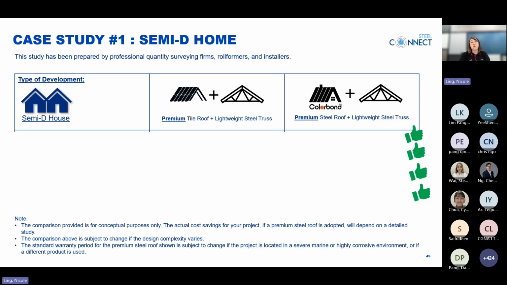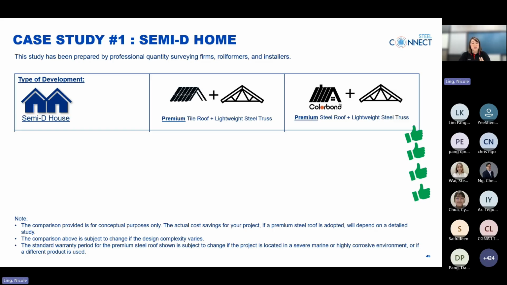Finally, performance and warranty. Premium tile roofs typically come with a 5-year system coverage. Premium steel roofing with ColorBond offers better watertightness and long-term performance, supported by a 30-year warranty against corrosion from preparation, 15 years against peeling and flaking, 12 years against major color fading, and 5 years against discoloration by dirt staining.